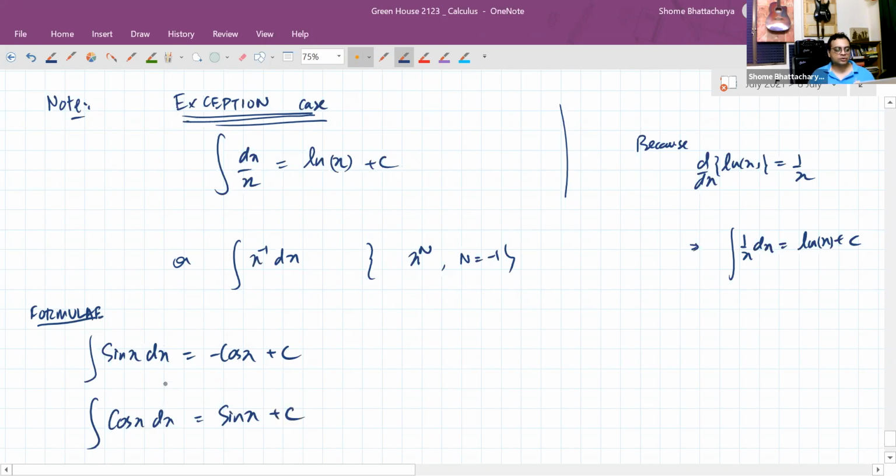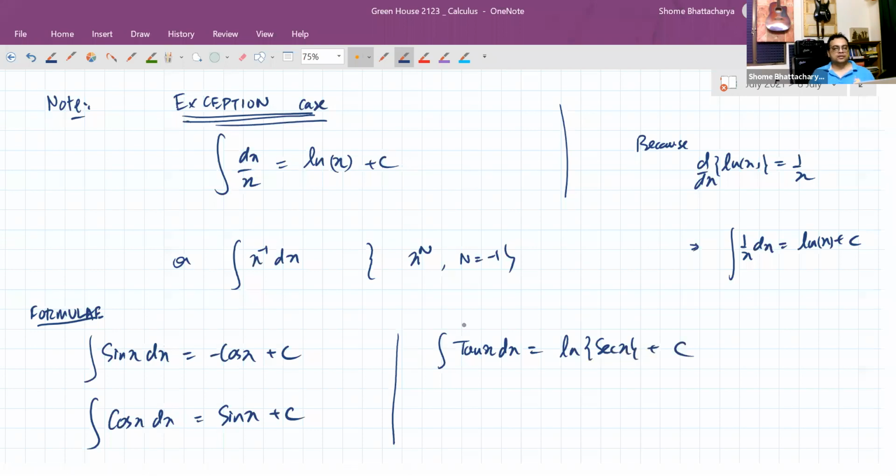Again, the logic of this I've already explained to you, that differentiation of sin is cos, whereas differentiation of cos is minus sin, hence the minus sign comes here. Okay. Then integration of tan x is given by a somewhat more complicated formula, which is natural log of sec x plus c. Now again, you can understand this by doing differentiation.